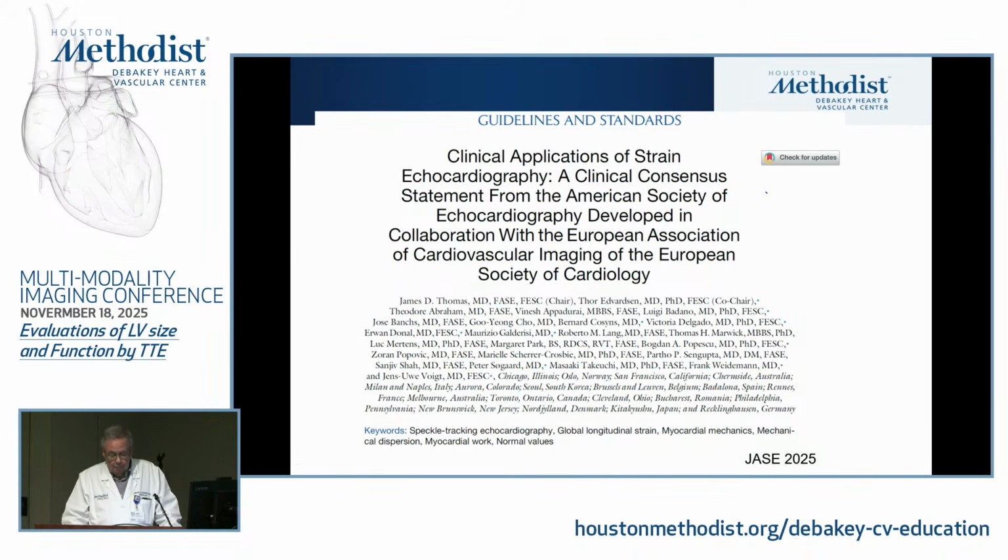And there was a big group that got in a room smoking cigars. I mean, these were a lot of names here of people who are quite experts and have done a lot of publications. It was shared by Jim Thomas, who likewise has had a lot of experience with strain. So this is hot off the press.